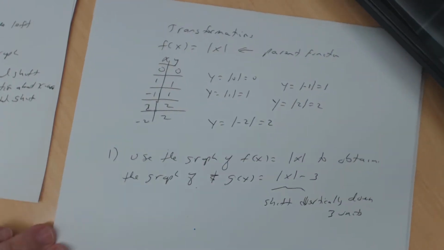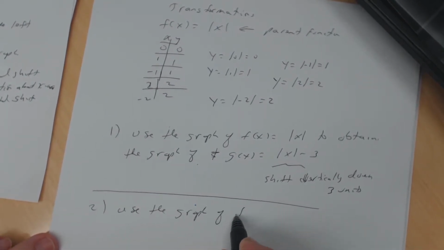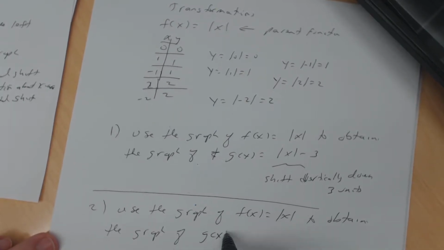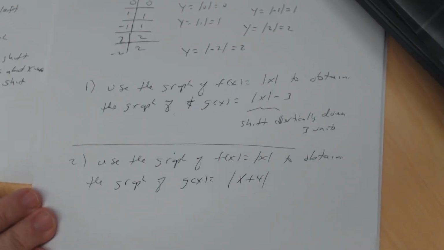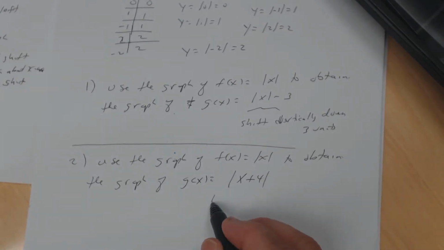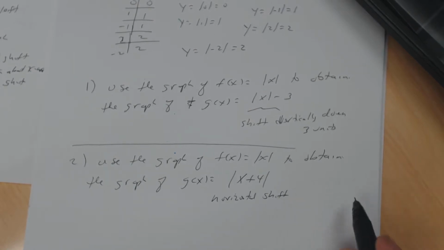Okay, number 2. All right, use the graph of f of x, which equals absolute value of x, to obtain the graph of g of x, which equals absolute value of x plus 4. Now notice the 4 is on the inside, so that's a horizontal shift. Again, we know it's 4 units because of the 4, but which way?